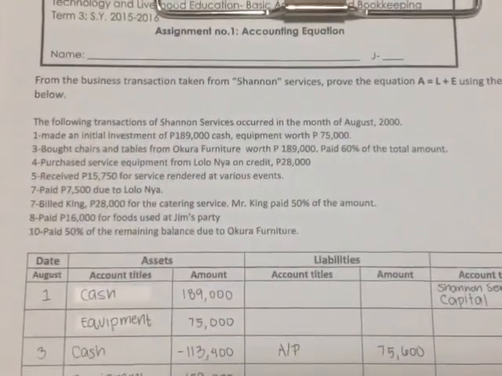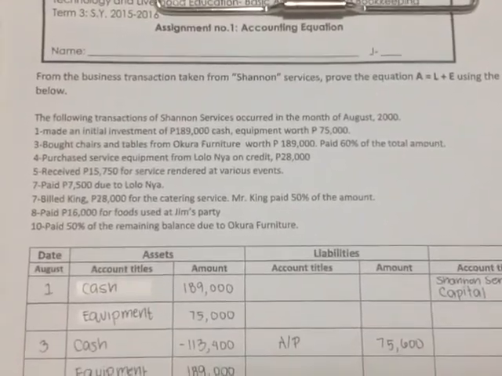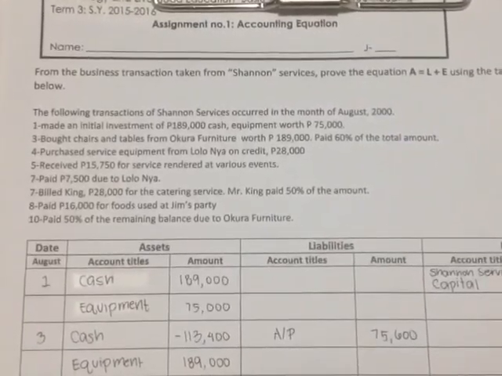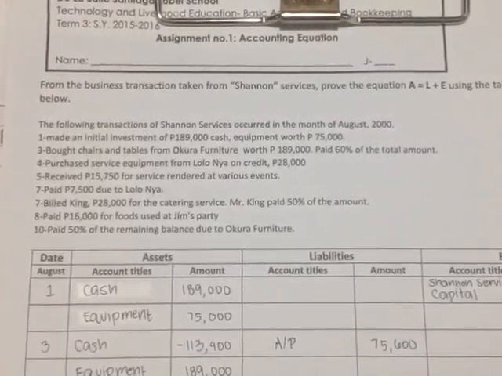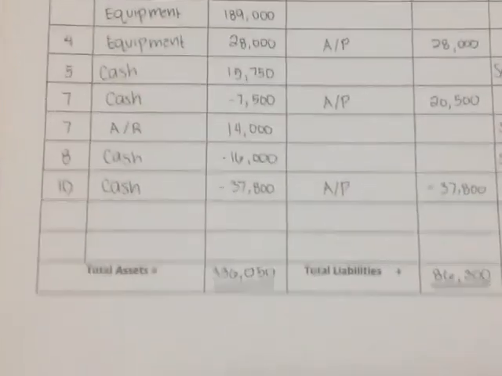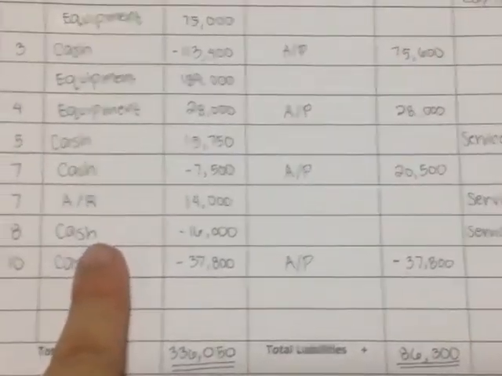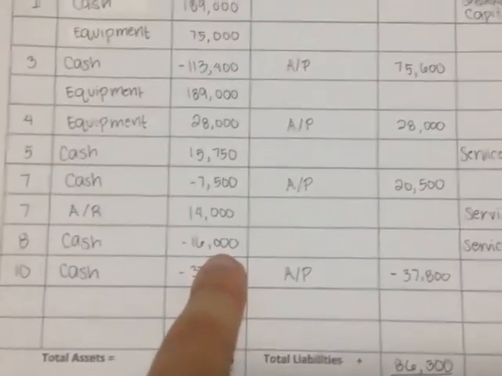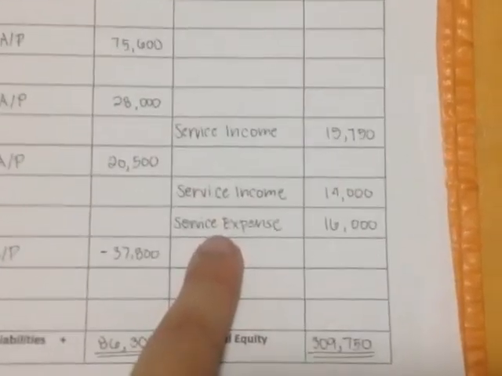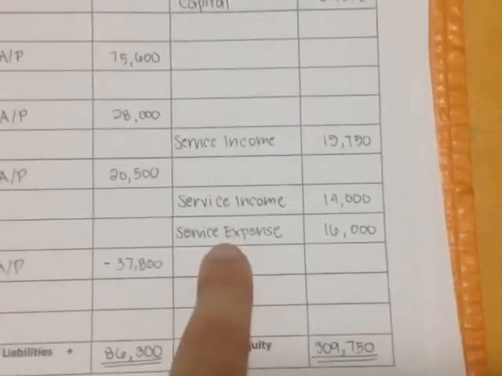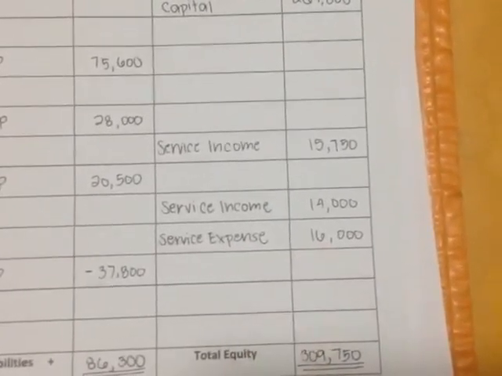Following day 7 is the day 8 transaction, which states Shannon Services paid 16,000 pesos for food used at Jim's party. Since it is said that Shannon Services has paid another business or company, it implies that there is a decrease in cash, as seen in the assets, with account title cash and a decrease of 16,000 pesos. In addition, to make it balanced, you would also have to put under equity the account title service expense, with an increase costing 16,000 pesos.